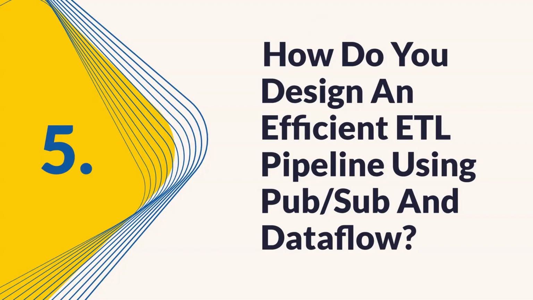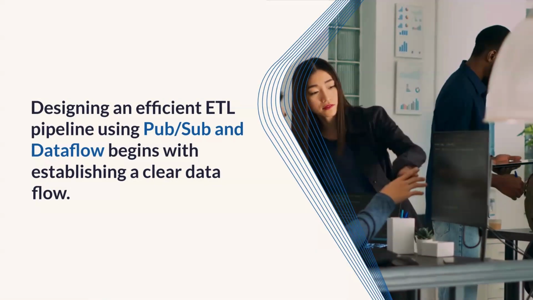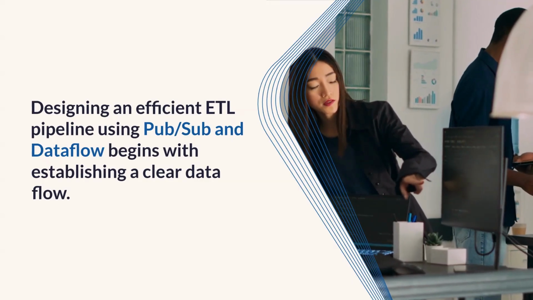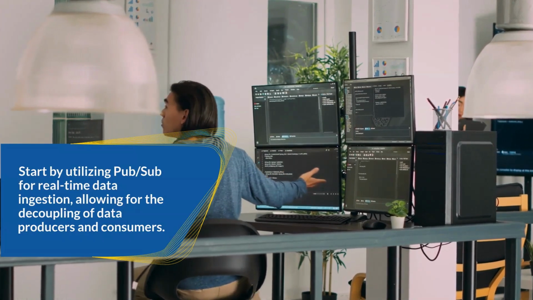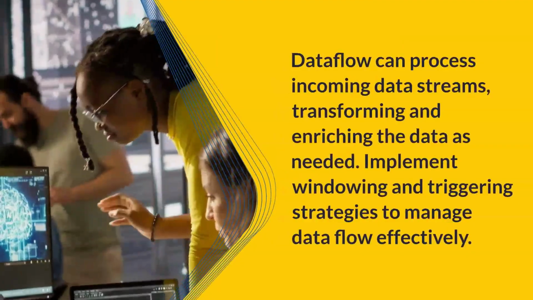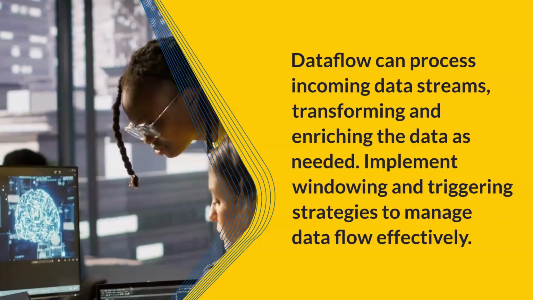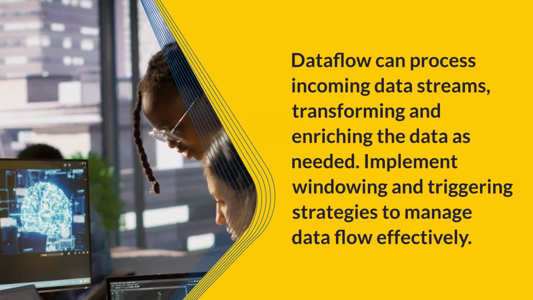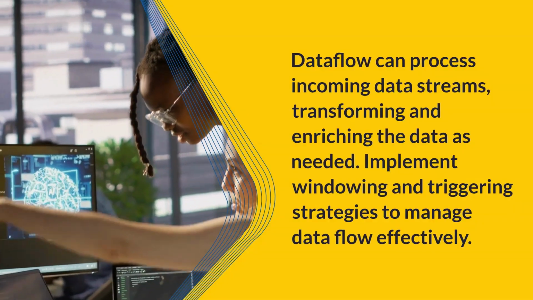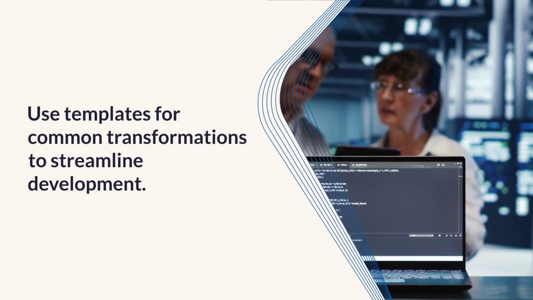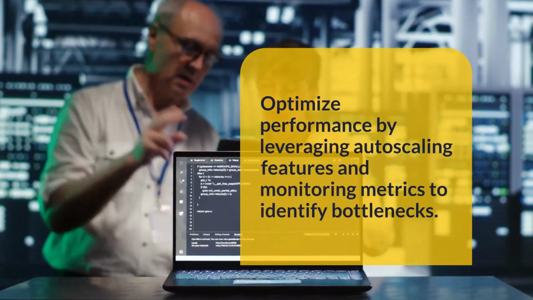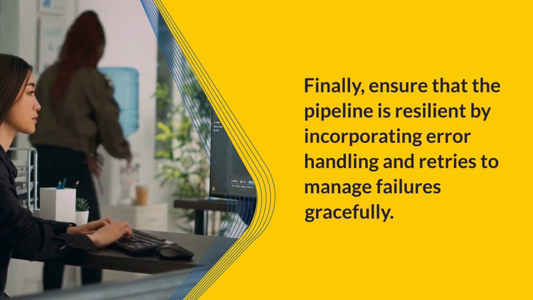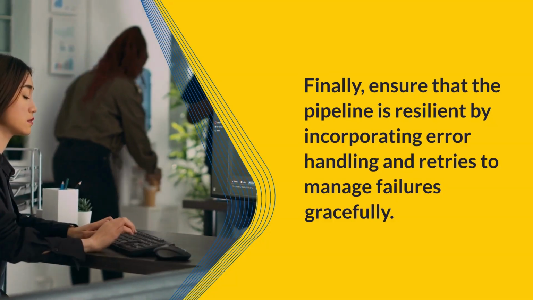5. How do you design an efficient ETL pipeline using Pub/Sub and Dataflow? Designing an efficient ETL pipeline using Pub/Sub and Dataflow begins with establishing a clear data flow. Start by utilizing Pub/Sub for real-time data ingestion, allowing for the decoupling of data producers and consumers. Dataflow can process incoming data streams, transforming and enriching the data as needed. Implement windowing and triggering strategies to manage data flow effectively. Use templates for common transformations to streamline development. Optimize performance by leveraging autoscaling features and monitoring metrics to identify bottlenecks. Finally, ensure that the pipeline is resilient by incorporating error handling and retries to manage failures gracefully.